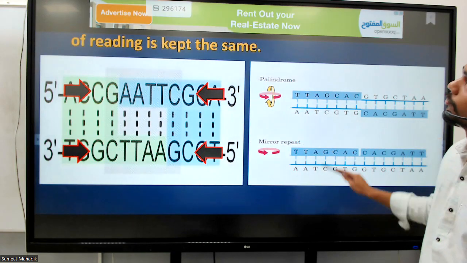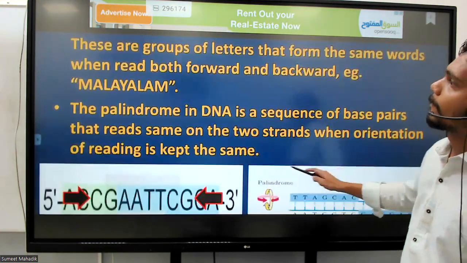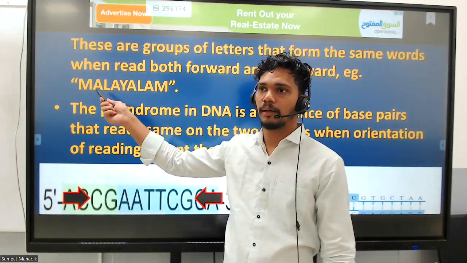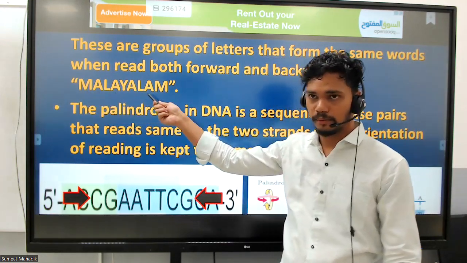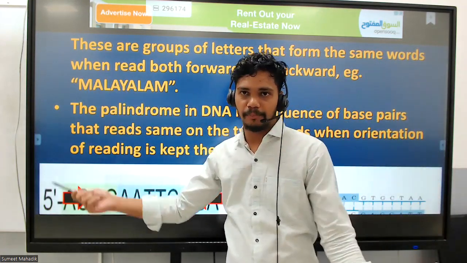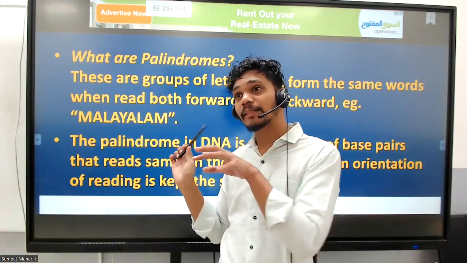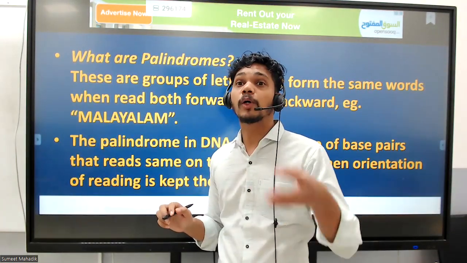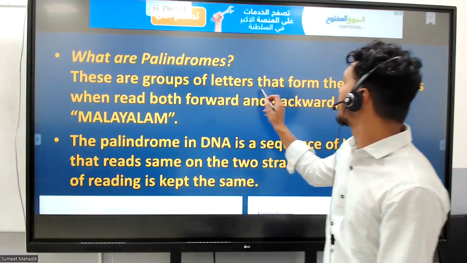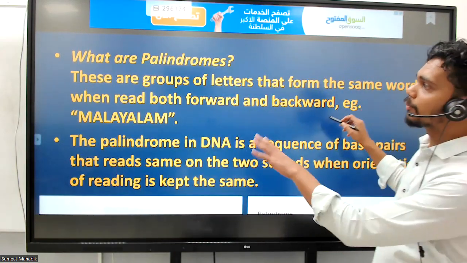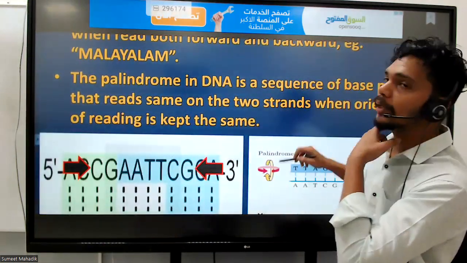Okay. Can you read this word from here? We get the same spelling. So these are groups of letters. Right now, we are talking about groups of nucleotides that form the same word when read in both the forward and backward direction. But what is a palindromic sequence?